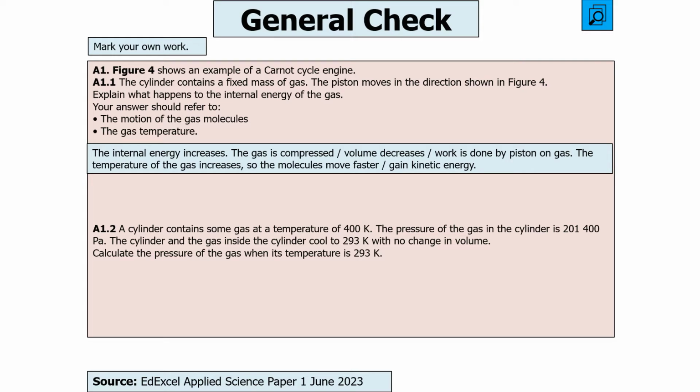In this next one, again we use P1V1 equals P2V2. We work it all through, remember popping all the values in, and we get 148,000 pascals.